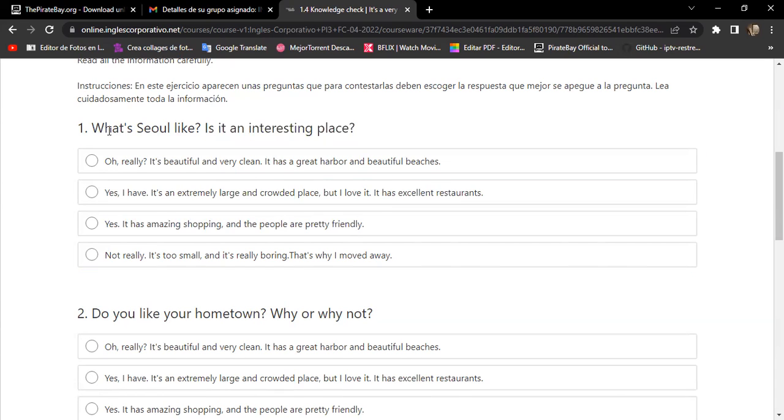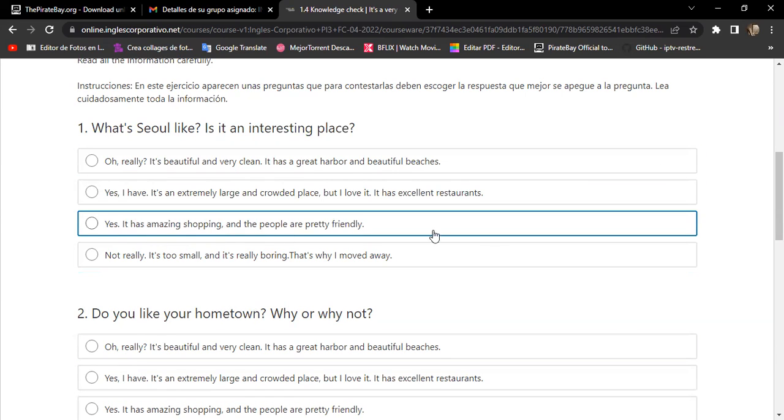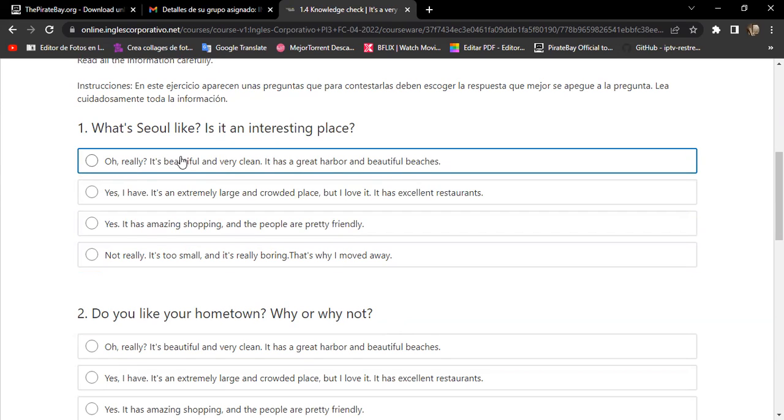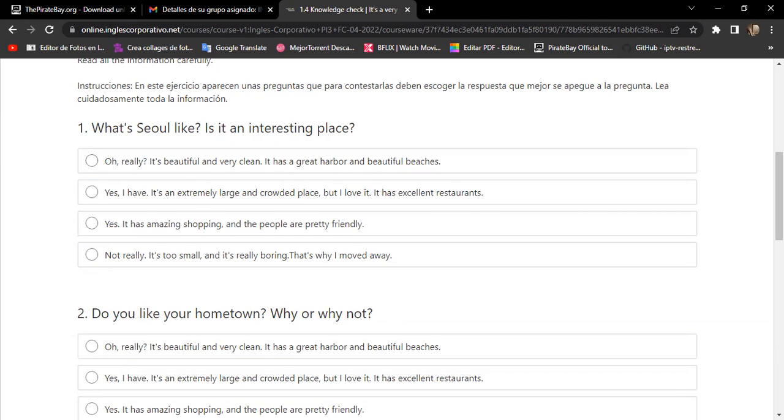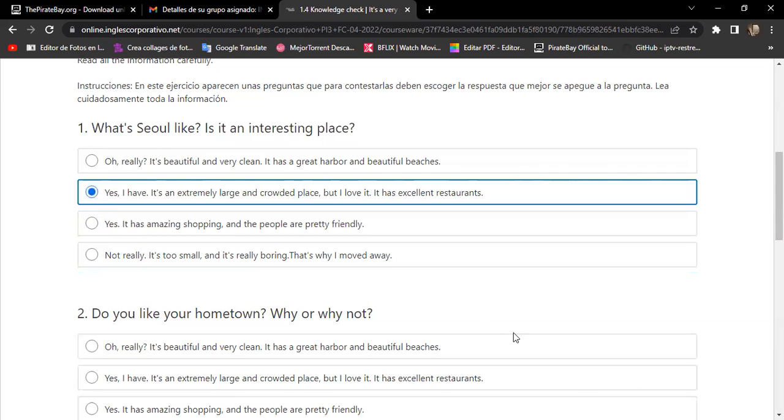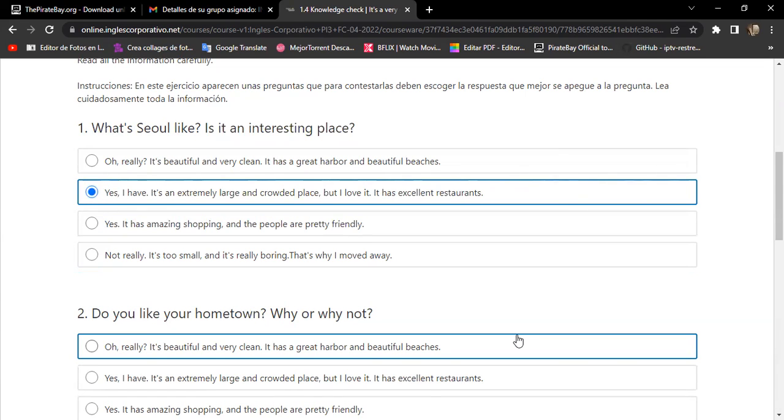Yes. Okay, so imagine, hey, what is Seoul like? Is it an interesting place? What do you think the answer is? Yes, I have. It's an extremely large and crowded place. But I love it. It has excellent restaurants. But listen, the question is not asking about you. It's asking about Seoul. And your answer is, yes, I have. No. So it's not correct, Catherine.